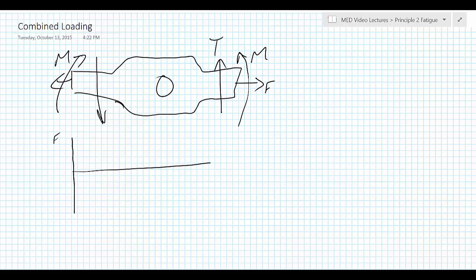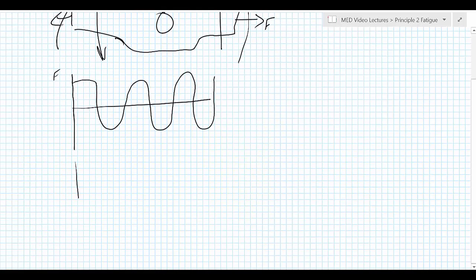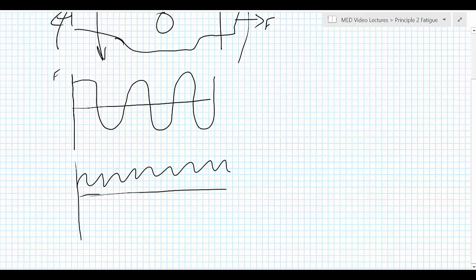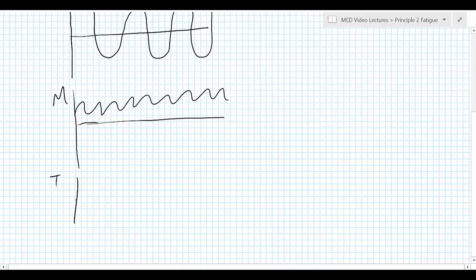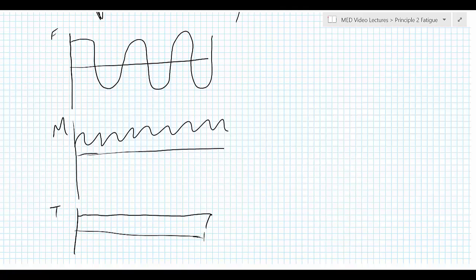Our force, and thus the stress that's due to that force, may fluctuate. Let's consider it fully reversed. At the same time, our bending moment may be much faster. And at the same time, we could consider our torque to basically be turned on anytime we're using the part. And so it may only have one value. And all of these things can be different. This is just a hypothetical example.